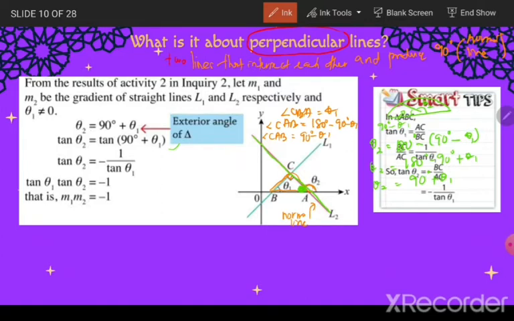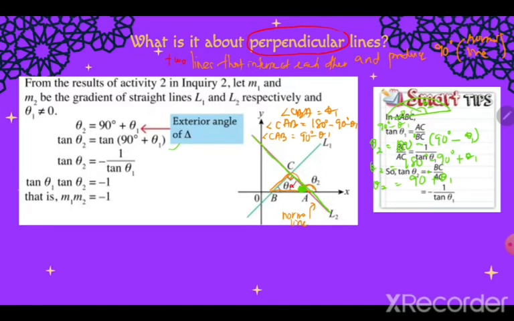Remember, when we talk about theta in trigonometry, we need to use an acute angle. But this one is theta 2, which is obtuse. So we need to find the reference angle, in which our reference angle is here, alpha. So that means our tangent theta 2 is basically BC over AC. But why negative? Why negative? Because previously we said that what?